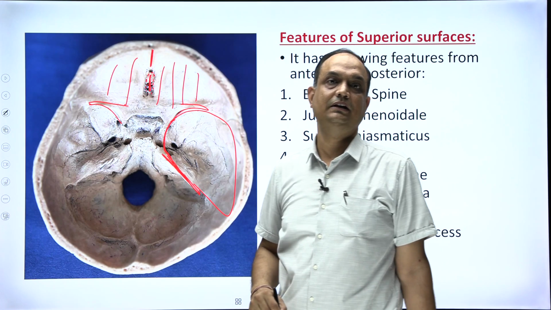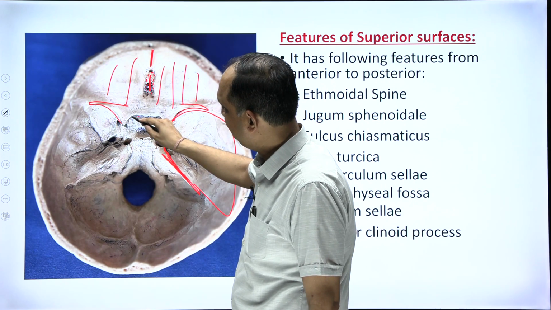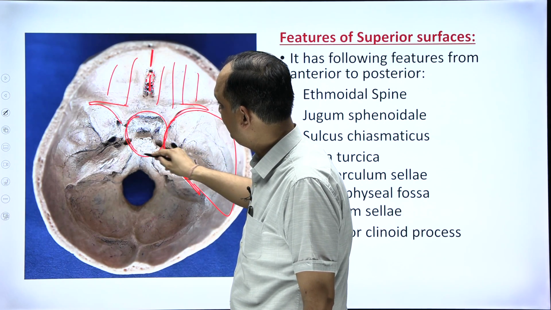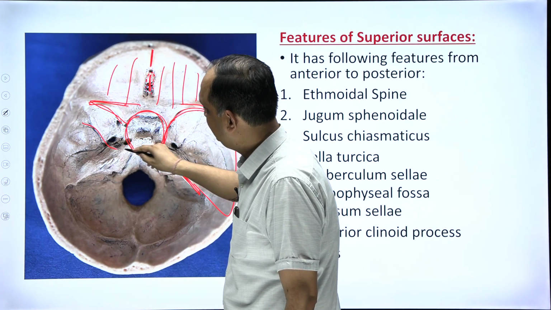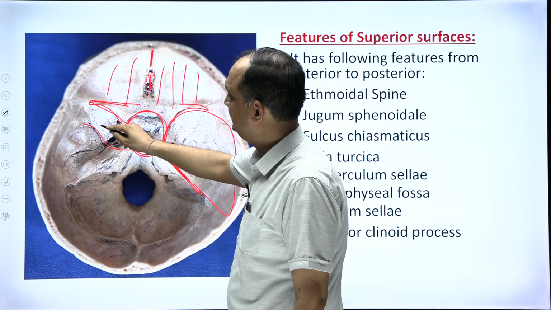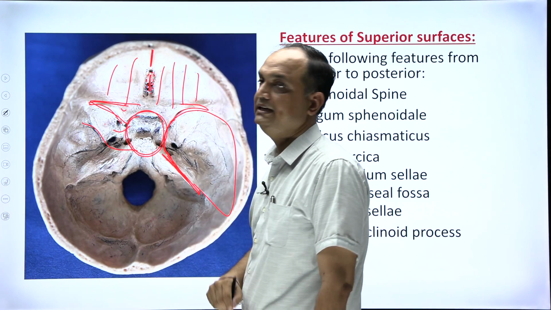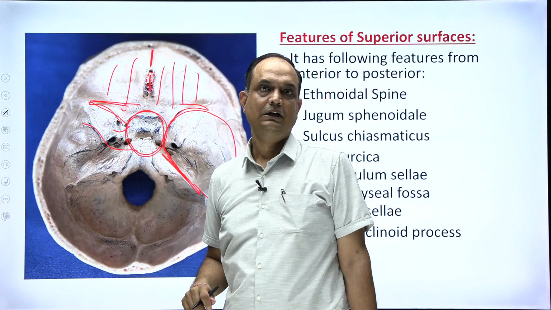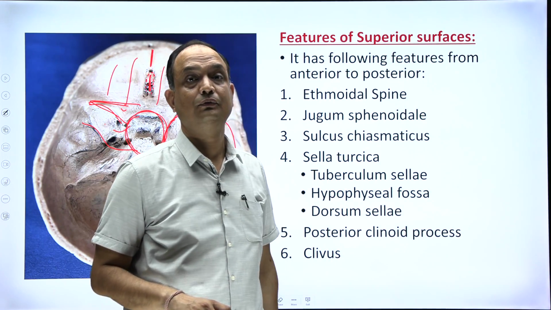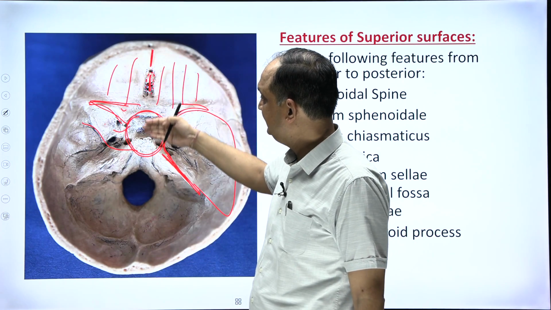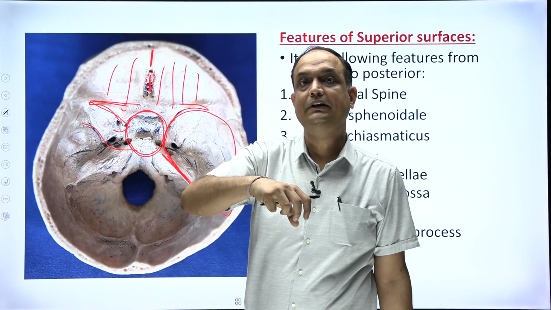Behind this margin, the remaining area till the upper border of the petrous part of the temporal bone is the middle cranial fossa. So we will see that this is our sphenoid bone, the body is here, the lesser wings are here and the greater wing is here. So this area is in the middle cranial fossa and this area is the anterior cranial fossa. Clear?